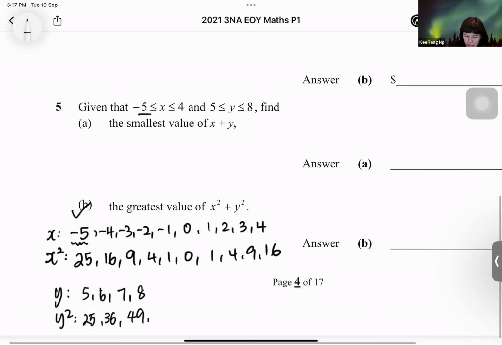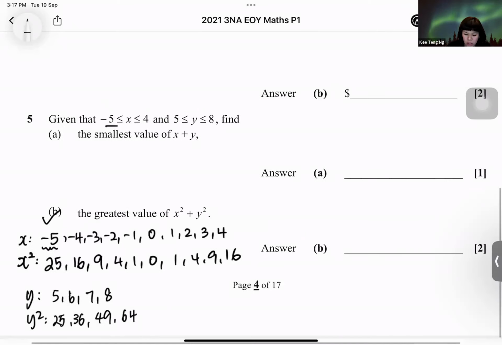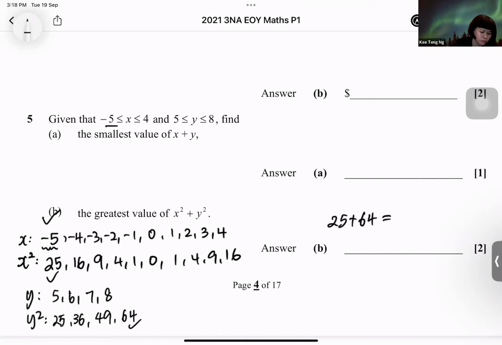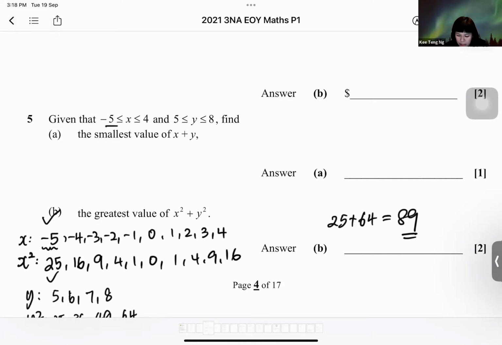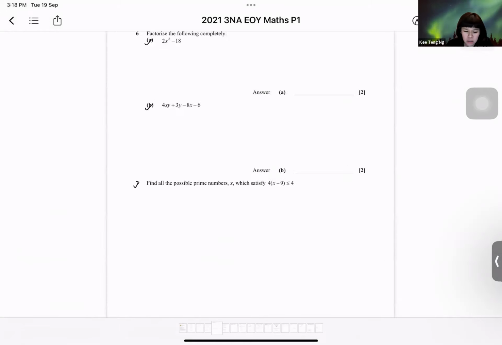36, 49, 64. So since they want the largest x squared plus y squared, the largest x squared is actually 25 plus y squared, which is 64. So the answer will be 89. Have you gotten the answer? So please be careful about negative numbers. Next question.